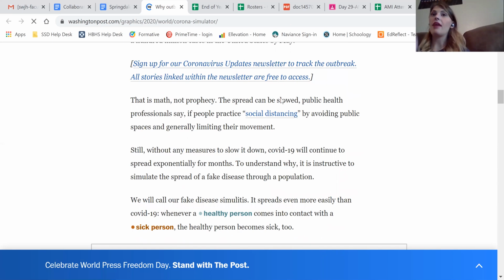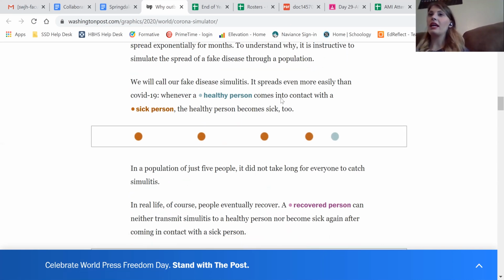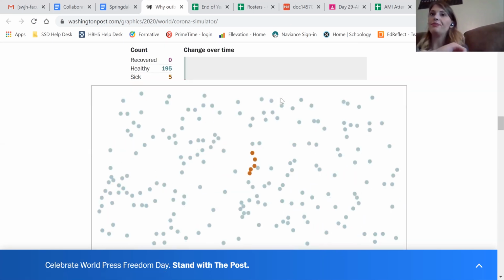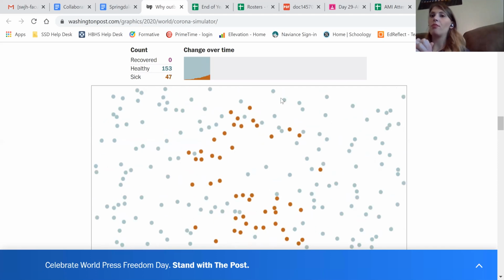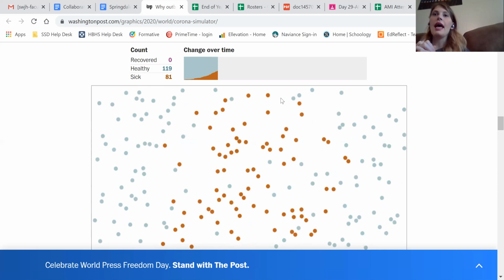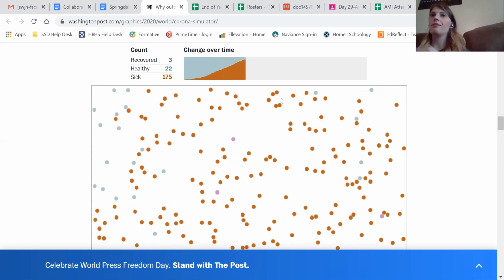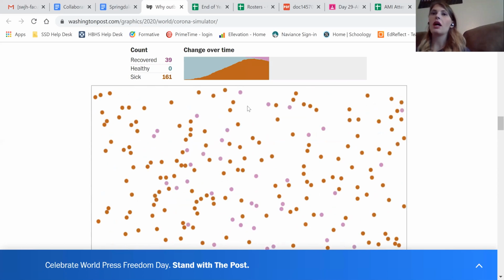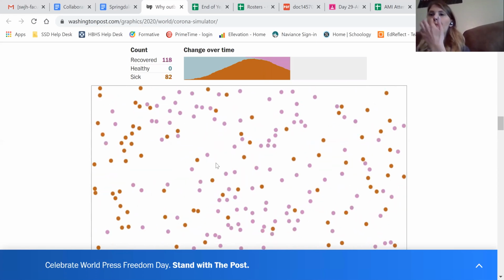Down here they have a fake disease, stimulitis, and how when someone comes in contact with someone who already has the coronavirus, the disease can spread. So if you'll notice, the first graph that they have just shows how over time the disease can spread from person to person through contact. And this is only with 200 people, assuming that the disease transfers from each person. The bronze dots represent people who are sick. The purple dots represent the people who are recovered. And the green dots, which we don't have anymore at this time, are the healthy people.